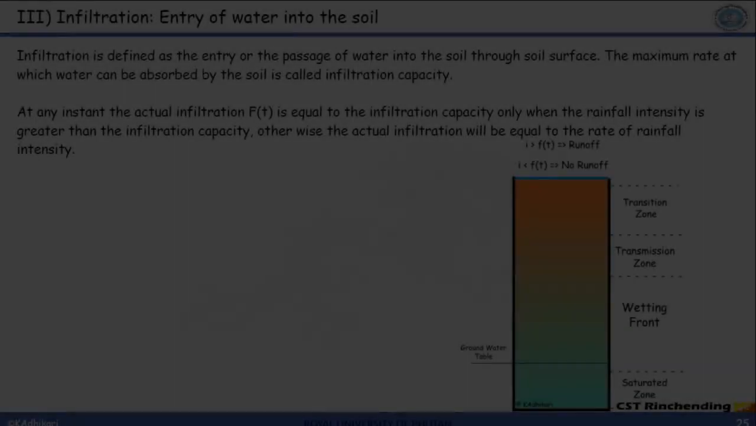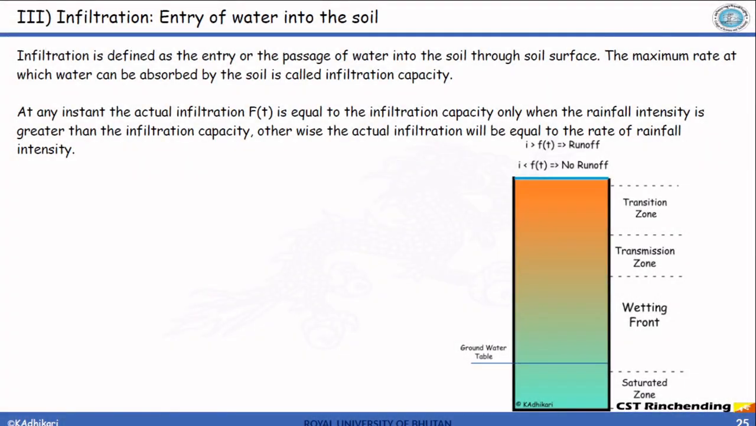We shall continue our discussion on abstraction from precipitation or losses. The third and the most important abstraction is the infiltration, which is defined as the entry of or the passage of water into the soil surface. The maximum rate at which water is absorbed by the soil at any given time is known as infiltration capacity. Understanding infiltration is very crucial in hydrology, as infiltration is the major loss from the precipitation and it adversely affects the magnitude, the timing, and the distribution of surface runoff at basin outlet.